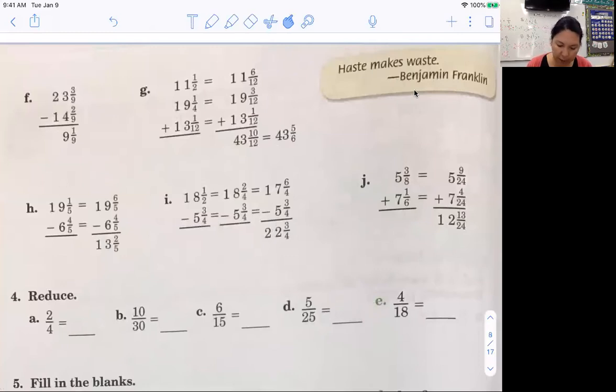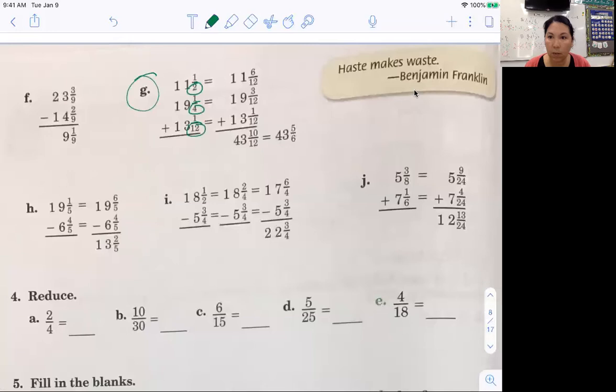Let's do G, okay? So let's first see what they did. It said 1/2, 1/4, 1/12. Do those bottom numbers match? I'm looking at these bottom numbers right here. Do these bottom numbers match, guys? No. So they changed them to 12. Let's see if they changed them right. 2 times what makes 12? 6. 1 times 6 is 6. That's good. 4 times 3 is 12. 1 times 3 is 3. Good. That one they kept the same.